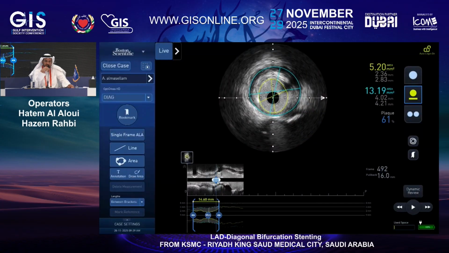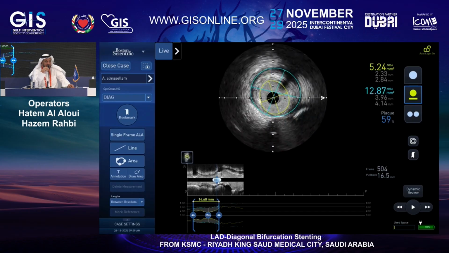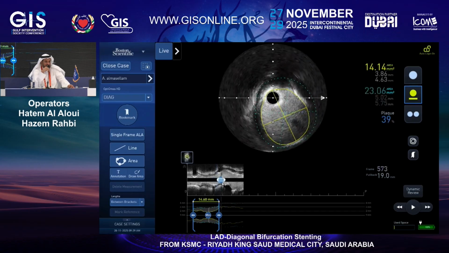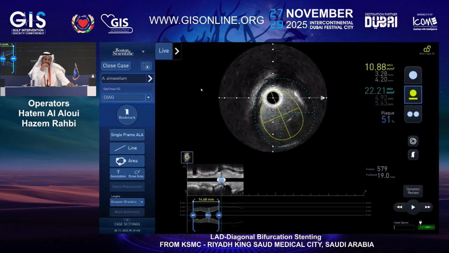So amazing. I mean, the IVUS gave us a totally different picture than what we saw in the angio. Yeah. So in the angio, we saw that the proximal LAD looks healthy, but now we see that there is atheroma, there is disease there. And the ostium of the diagonal on the angio looks tight, but here it doesn't look bad.